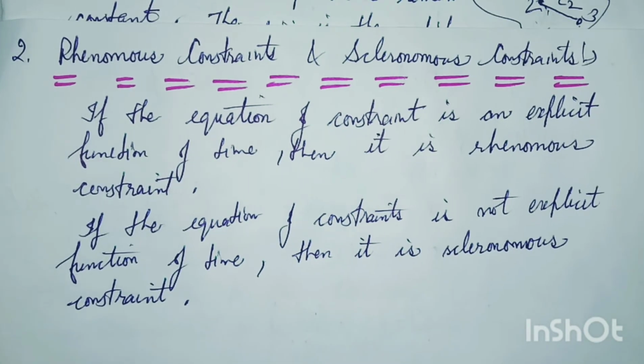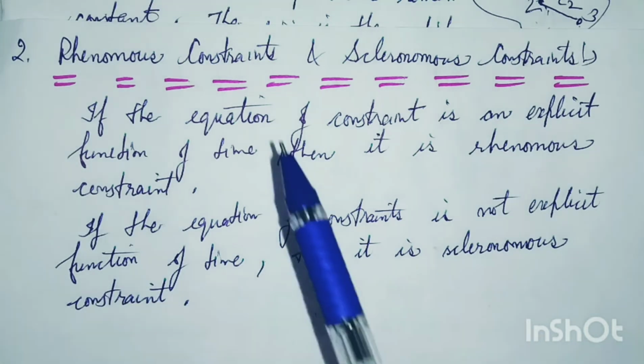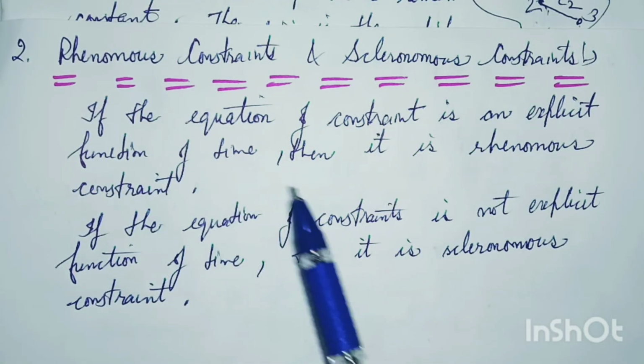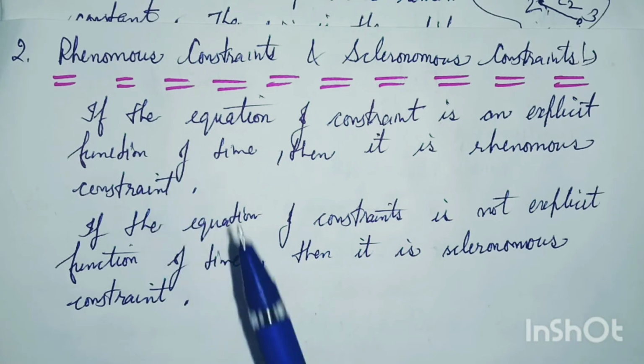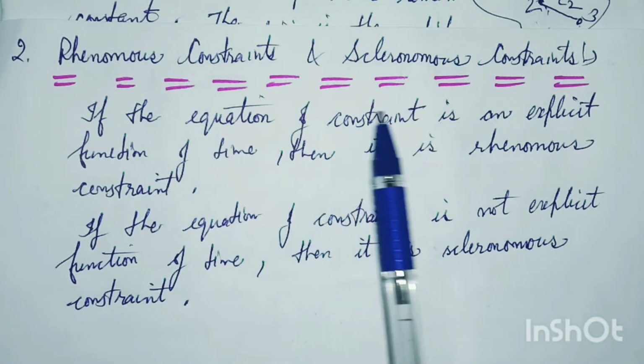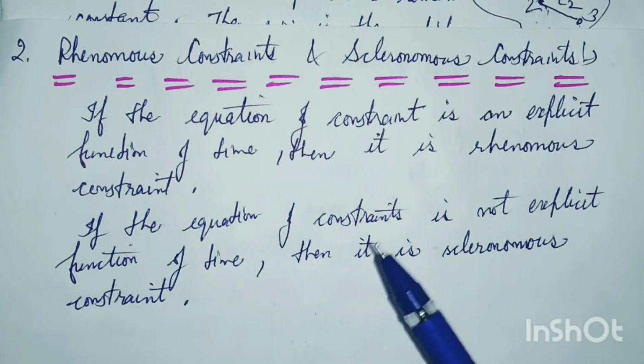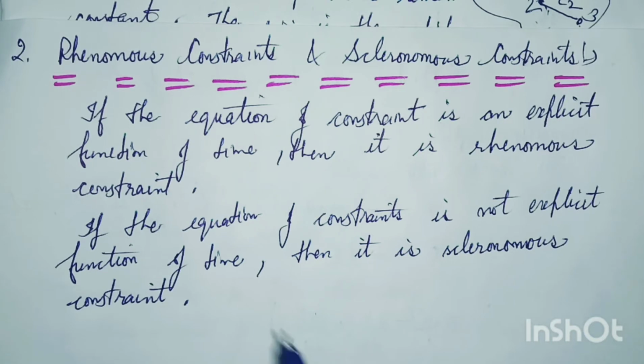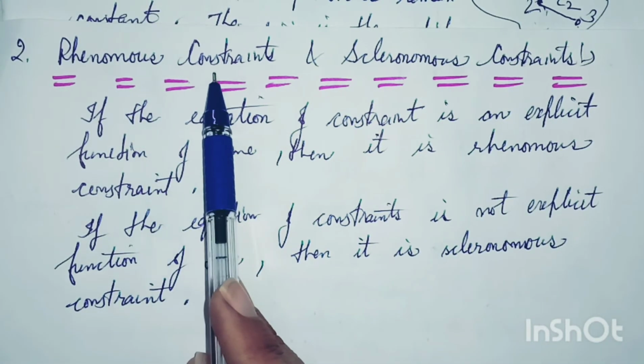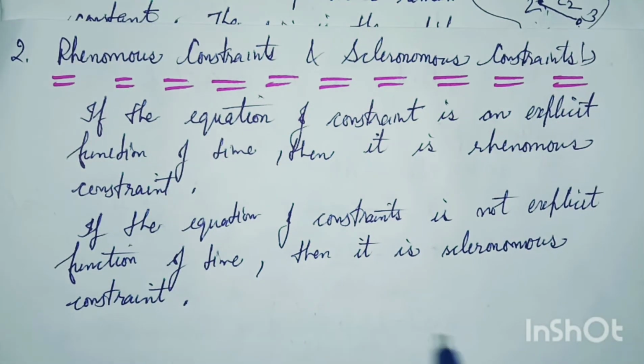So we can clearly see the difference between these two constraints. First is rheonomous, in which we have a clear function of time in the equation of constraint, and in scleronomous we have no explicit function of time in the equation of constraint. We also take an example. A bead sliding on a moving wire is an example of rheonomous constraint, and a bead sliding on a rigid fixed wire is an example of scleronomous constraint.